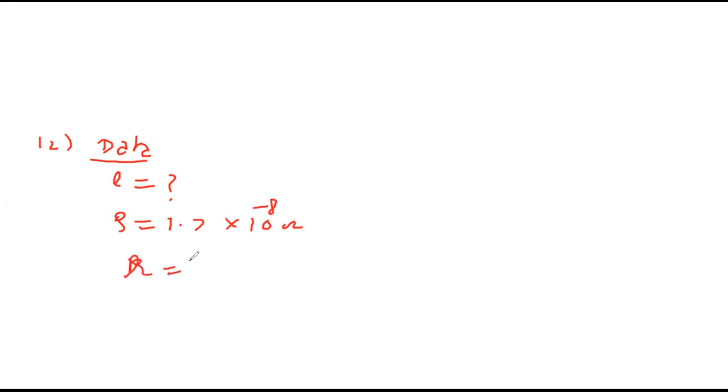12th one. What length of wire, meaning L we want to calculate, whose specific resistance is 1.7 into 10 raised to minus 8 ohm meter and radius 1 millimeter, which is 1 into 10 raised to minus 3 meter, is required so that resistance obtained is 1 ohm.